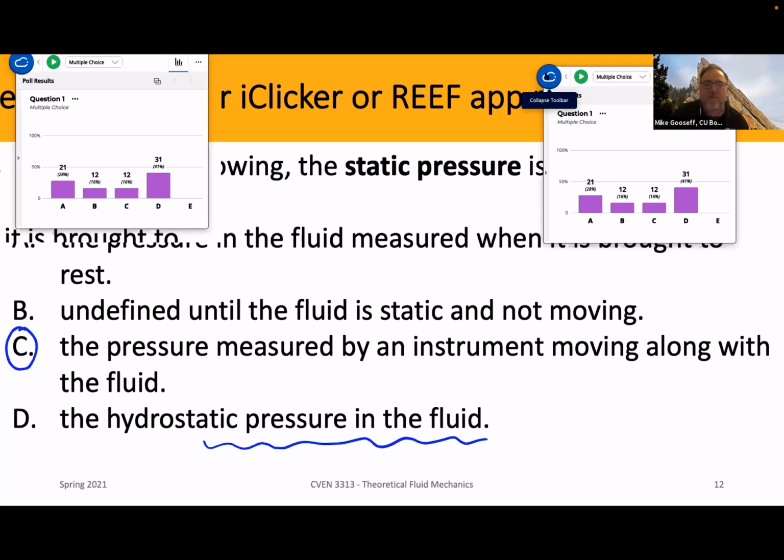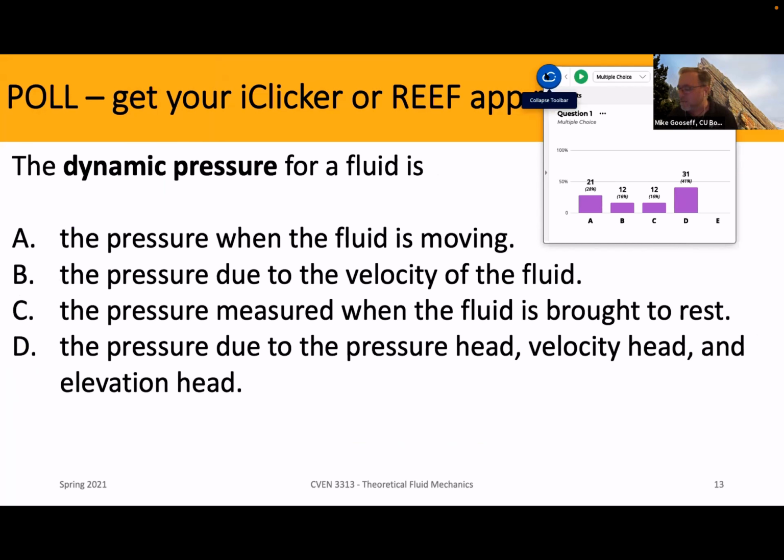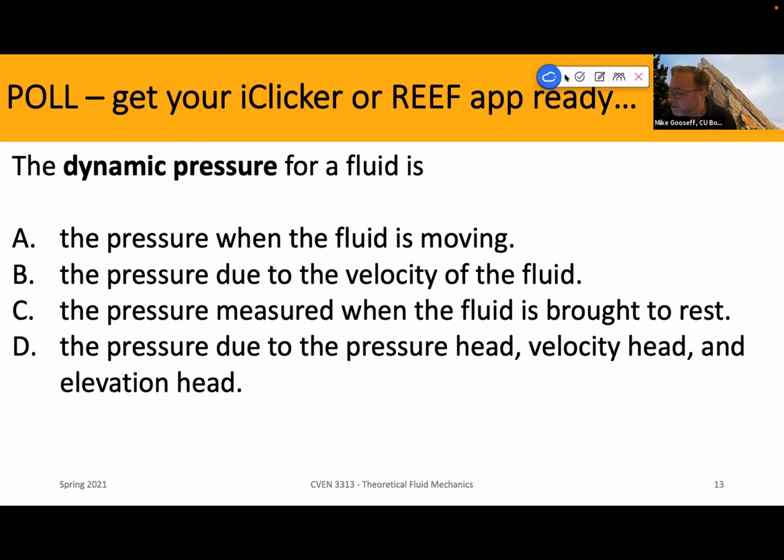Let's go to one more. I've got one more queued up here now about what is dynamic pressure. So let me get rid of that. New one here. Okay, so the dynamic pressure for a fluid is: A, pressure when the fluid is moving; B, pressure due to velocity in the fluid; C, the pressure measured when the fluid is brought to rest; or D, the pressure due to the pressure head, velocity head, and elevation head. So is dynamic pressure all of those things, all of the energies, or those pressures, or is it one of these other three as identified, A through C?